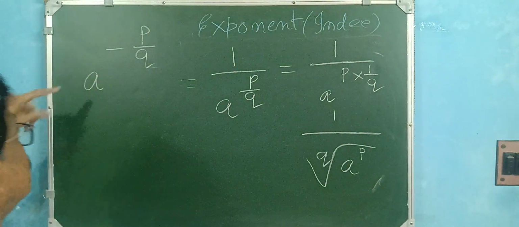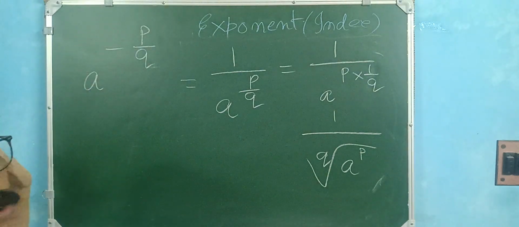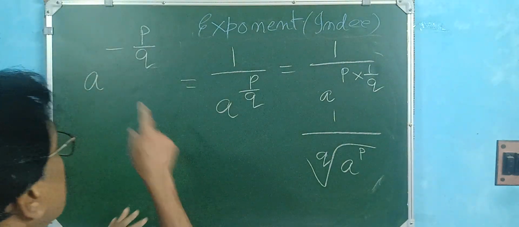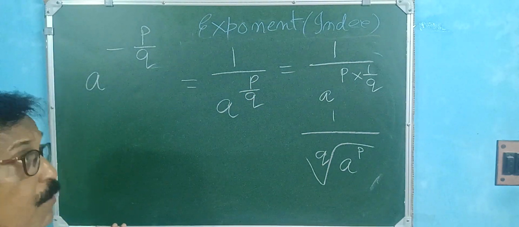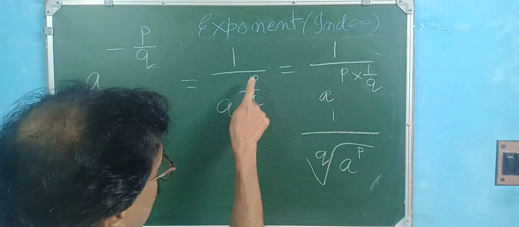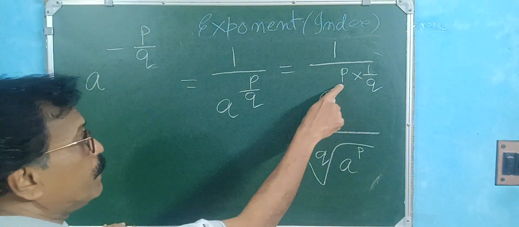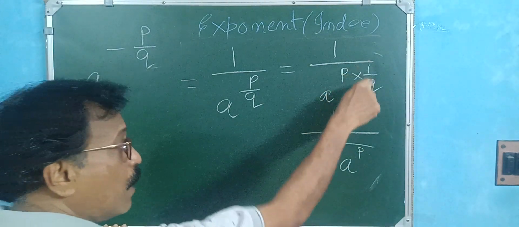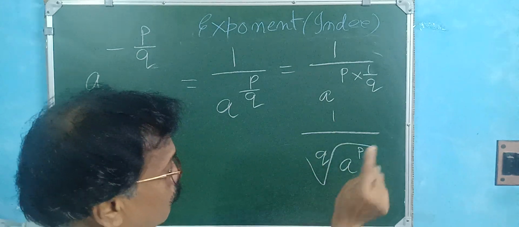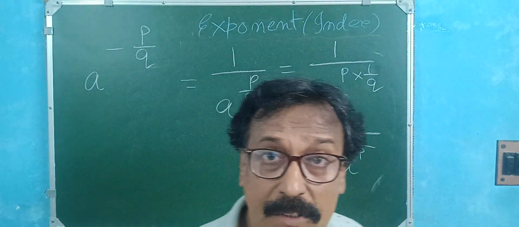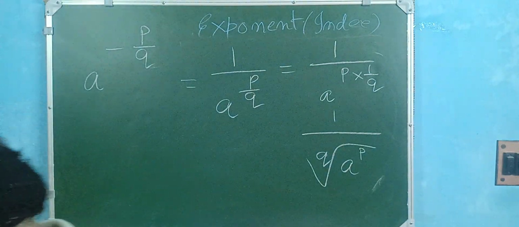Clear the concept. a to the power minus p by q. First you write: minus means 1 by a to the power p by cube. Okay, no problem. This is 1 by a to the power p by cube. That means a to the power p into 1 by cube. Okay, 1 by cube, that is under the cube root, 1 by under the root a to the power p. Clear? The concept must be clear. The very important thing is this.